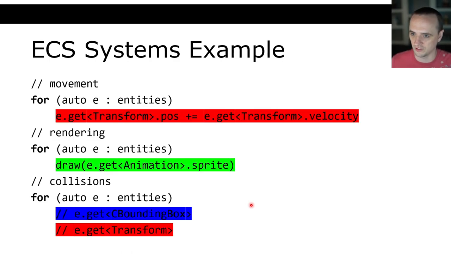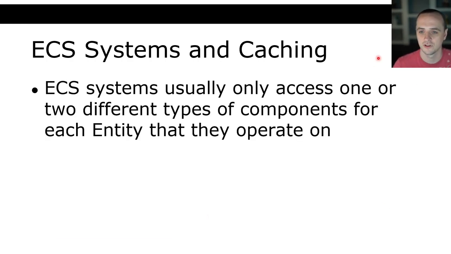So if I just color this a little bit, in the movement system, we're kind of only dealing with one of the components, which is the transform component. In the rendering system, we're only really dealing with the animation component. In the collision system, maybe we're dealing with bounding boxes and we're dealing with transforms, but we don't care about the lifespan, right? We don't care about the health or any of that. ECS systems, they're really good, not only for separating functionality, but they usually only access one or two different types of components for each of the entities that we operate on.